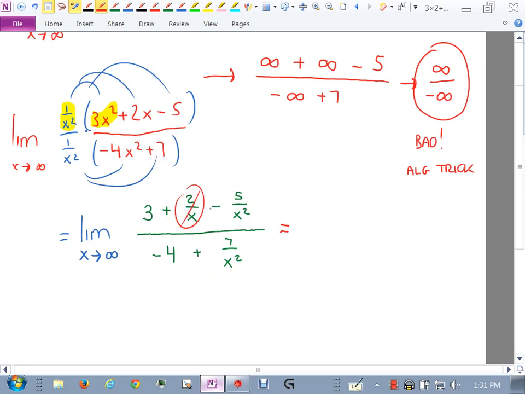I'm realizing these are all going to go to 0, right? They're all approaching 0, which leaves me with just 3 over negative 4. And that's the limit. Which is what you would have gotten had you just done in college algebra, the 3 over negative 4, right?